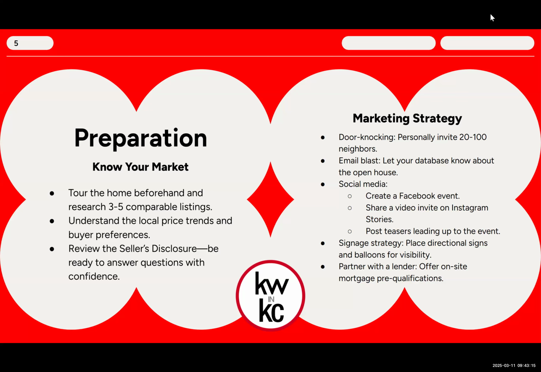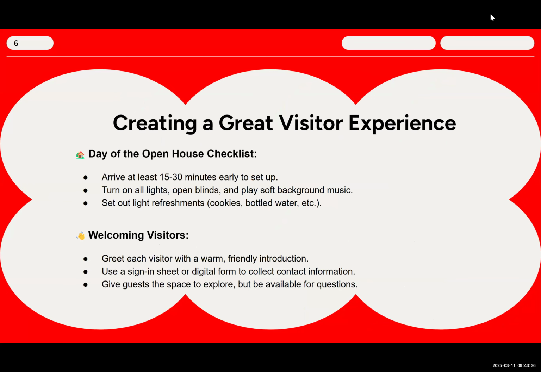Social media: create a Facebook event, share a video, store on Instagram stories, post a teaser leading to the event. Signage strategy: place directional signs and balloons for visibility, partner with a lender, offer on-site mortgage pre-qualification or additional information.